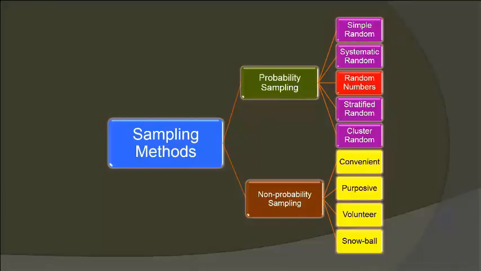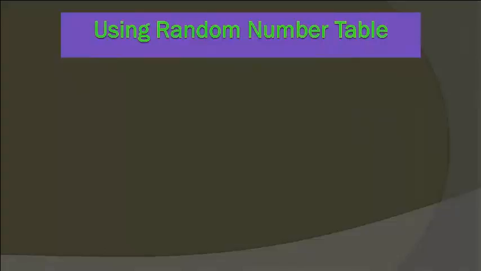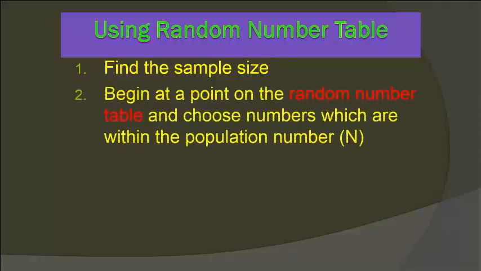This is using random numbers. This is simply a table with random numbers. I will explain this very simply. The procedure is first find the sample size. You know, it's again using the sample size table. The second, begin at a point on the random table. Usually at the first point.